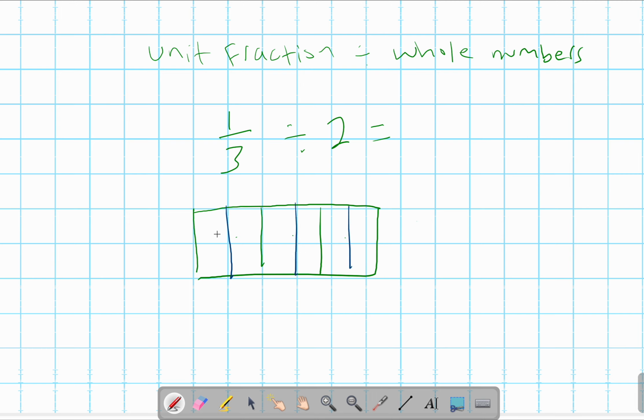such that we end up with, of the whole, 1 out of 1, 2, 3, 4, 5, 6. That means that 1/3 divided by 2 gives us 1/6. Okay, so if we share 1/3 into 2, each one is going to be 1/6. That's what that means. Okay, so is there an easier way to do this without doing the diagram?